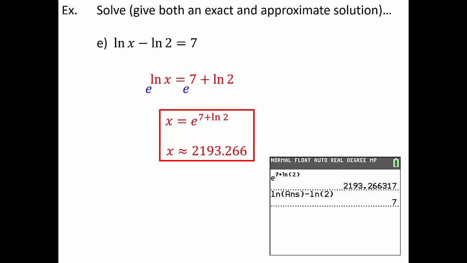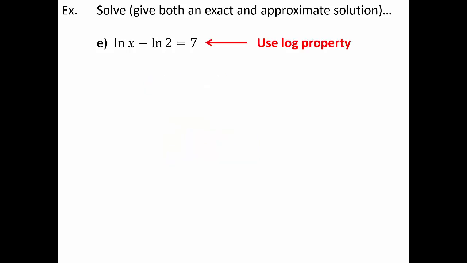Now, I'm still focusing on that subtraction first. The goal is to get rid of the subtraction. One way to get rid of the subtraction is by adding the ln to the other side. But because this is a logarithm, another way to get rid of the subtraction is using a log property. Instead of adding the ln of 2 to the other side, I could have condensed this using the quotient rule into ln of x over 2 equals 7.